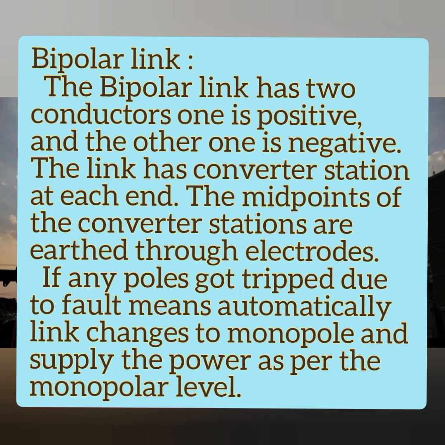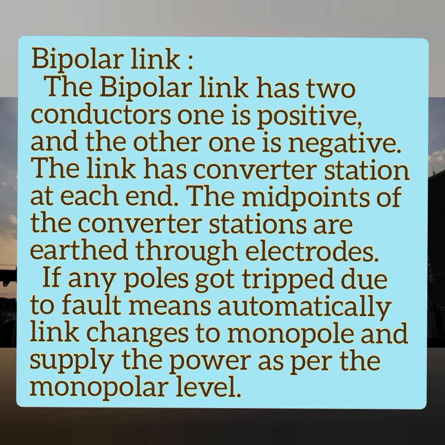Next is the bipole link. This is the commonly used HVDC link in our substations. The bipole link has two conductors, one positive and the second one negative, and also a neutral as earth. The link has a converter station at each end, which means separate converter stations at each end will be provided, with the midpoints earthed through electrodes. If any pole gets tripped due to a fault, the link will automatically change to a monopole and supply the power as per the monopole level.